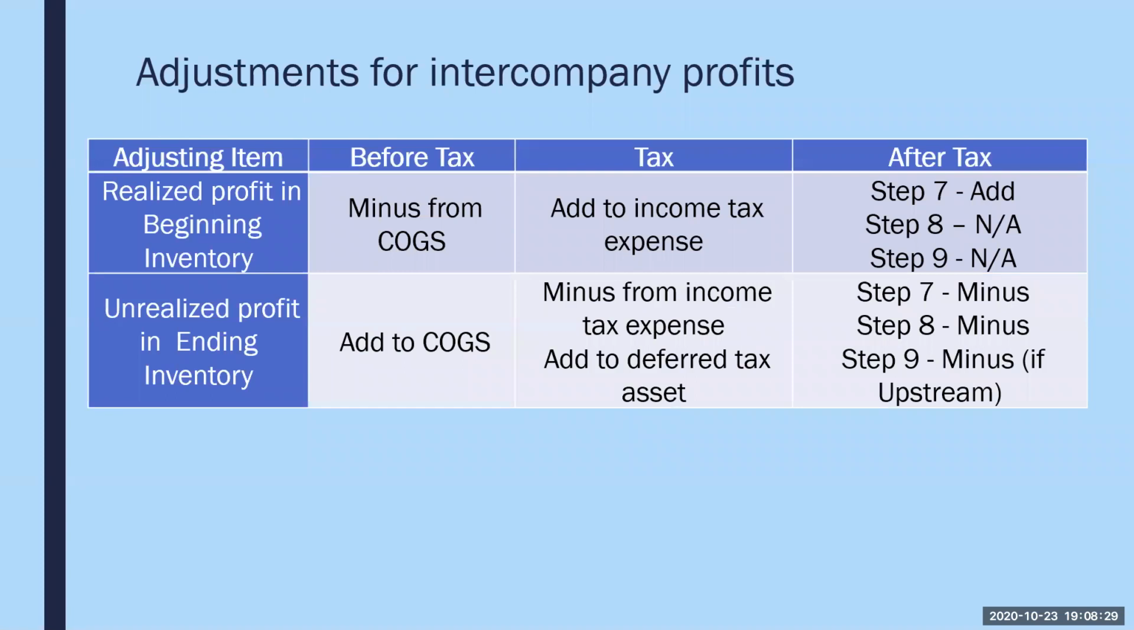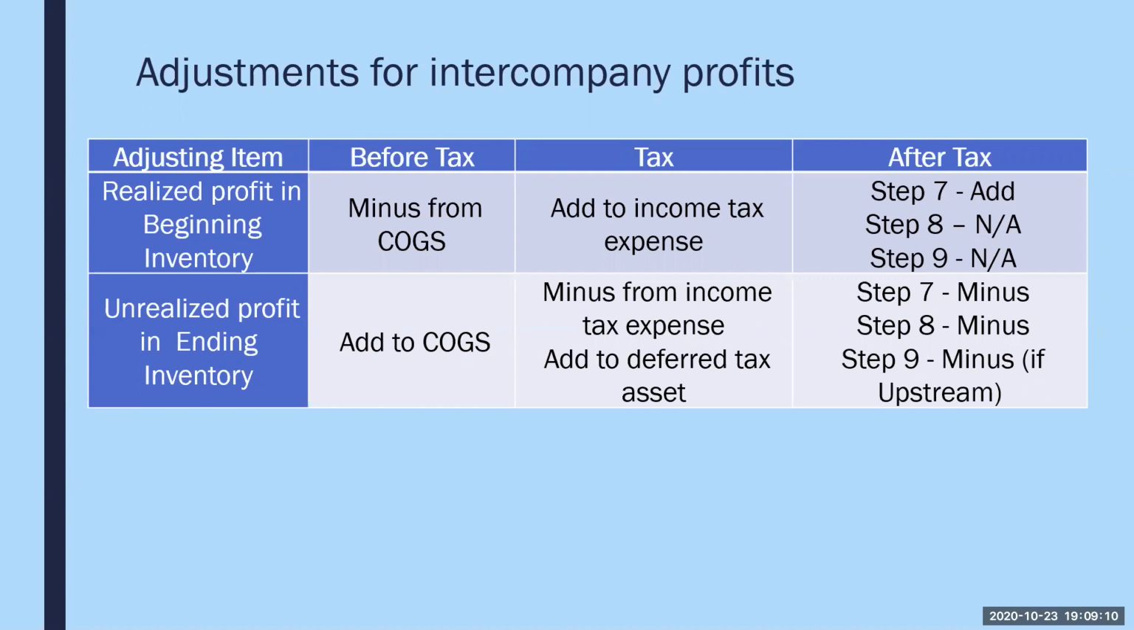For the unrealized profit in the ending inventory, just the opposite is done. So the before tax amount of the profit, we add to cost of goods sold. You add something to cost of goods sold, the expense is higher. The impact is gross profit is reduced. Lower gross profit means lower income before tax. Now, the lower income before tax should mean a lower income tax expense on the consolidated income statement. So we subtract the tax amount from income tax expense. Net consequence is that the consolidated net income is lower by the after-tax amount.